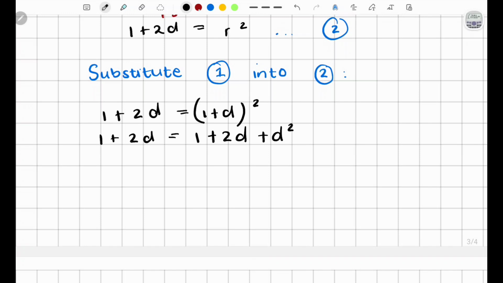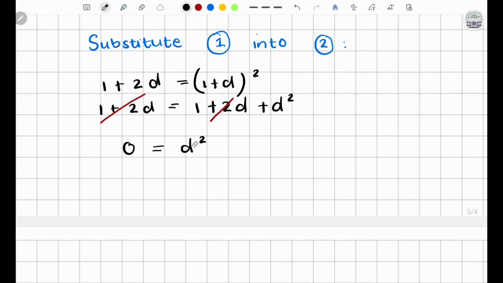You can start taking things over. For example, if you take 1 over, it will become negative. If you take 2d over, it will also become negative. And you see that they will cancel with these ones. So I have a positive 1 and a positive 2d, and they will cancel on both sides. Meaning, on the left-hand side, I'm left with 0 is equal to d squared. Then to find d, you can square root both sides. And so d is finally just equal to 0. So our common difference must be 0.